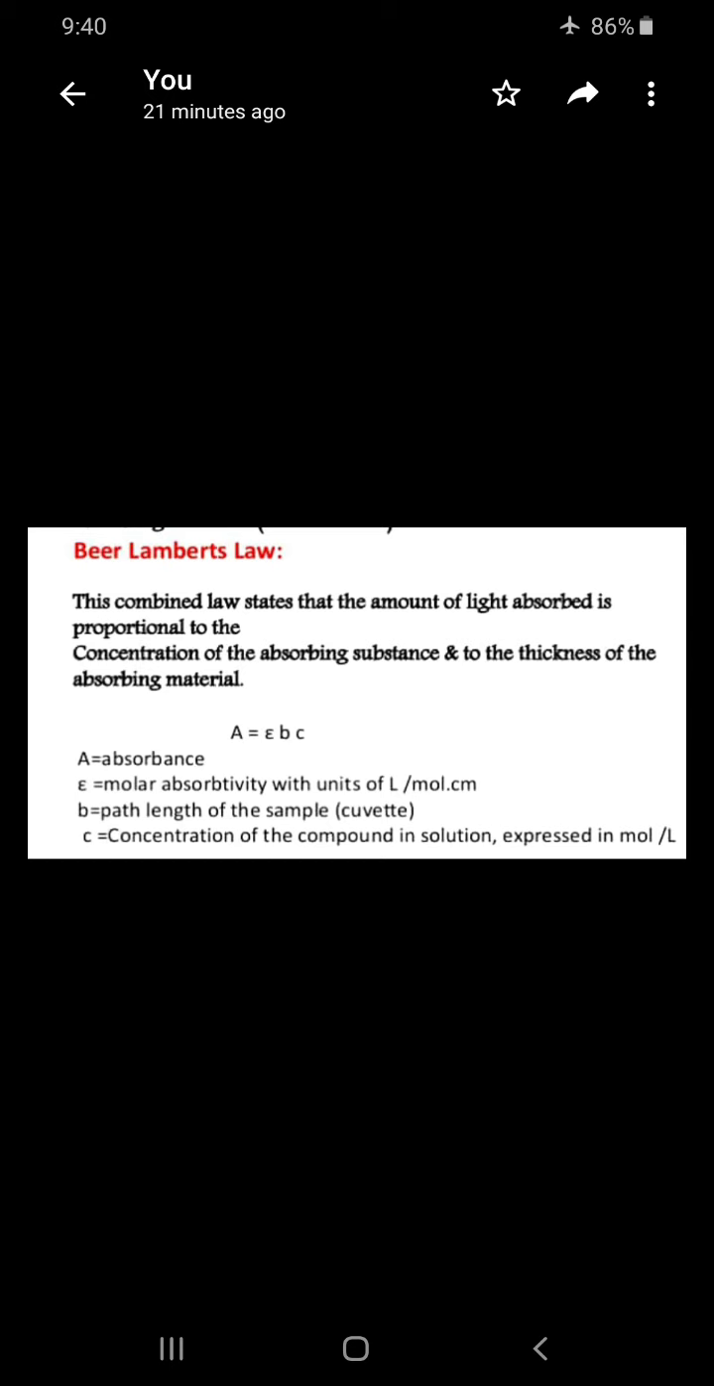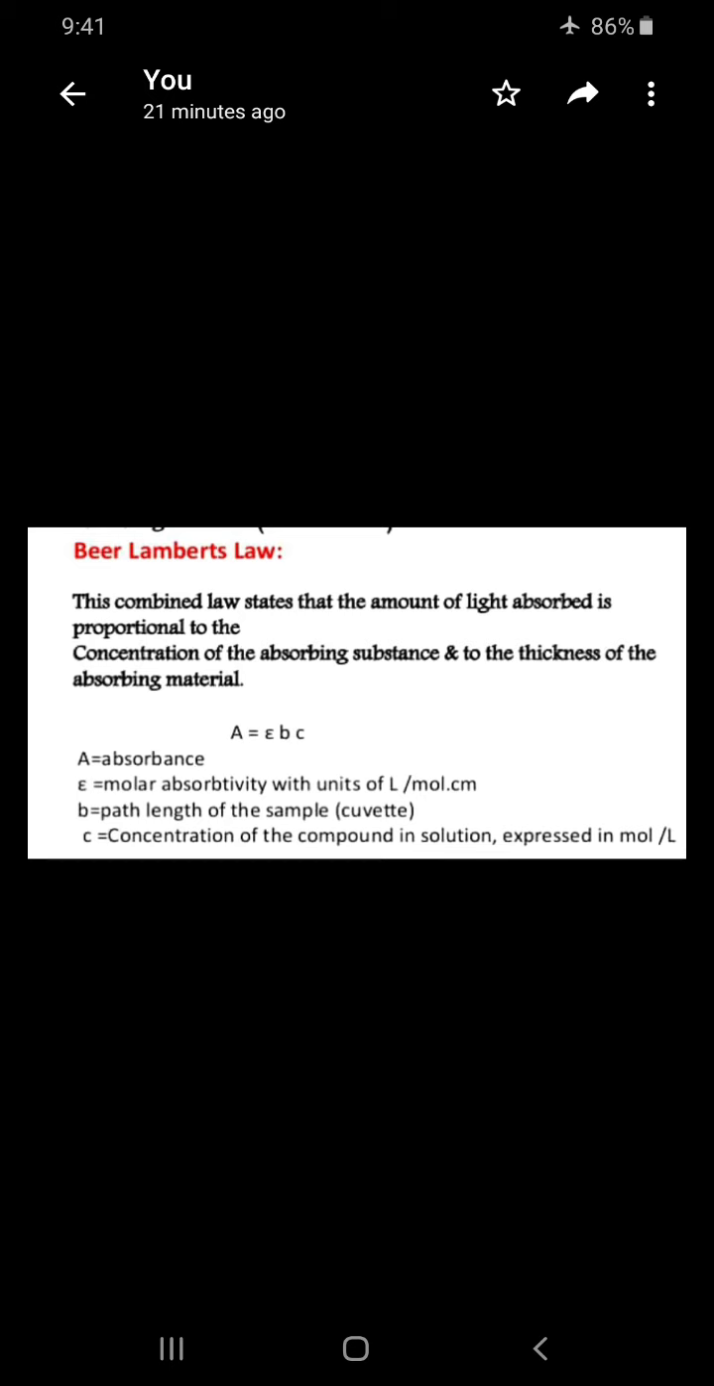The next law is the Beer-Lambert law. The combined law states that the amount of light absorbed is proportional to the concentration of the absorbing substance and to the thickness of the absorbing material.